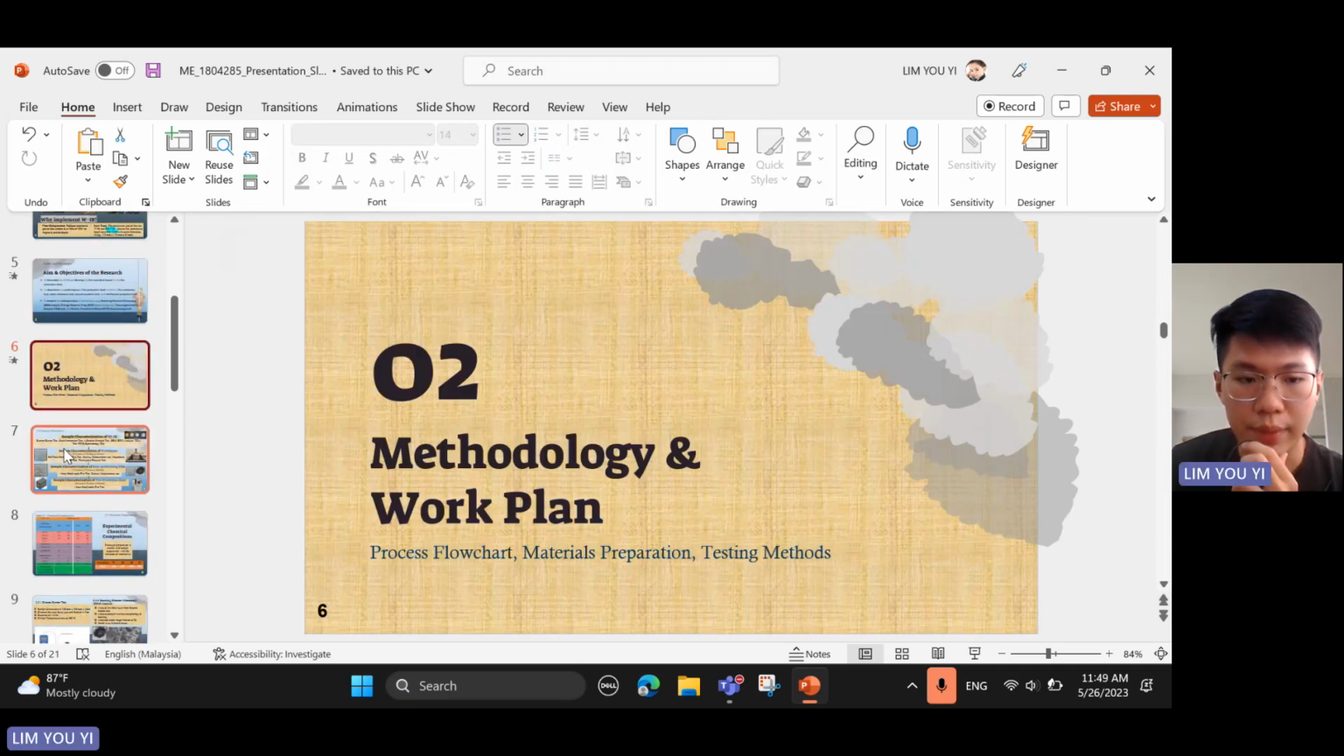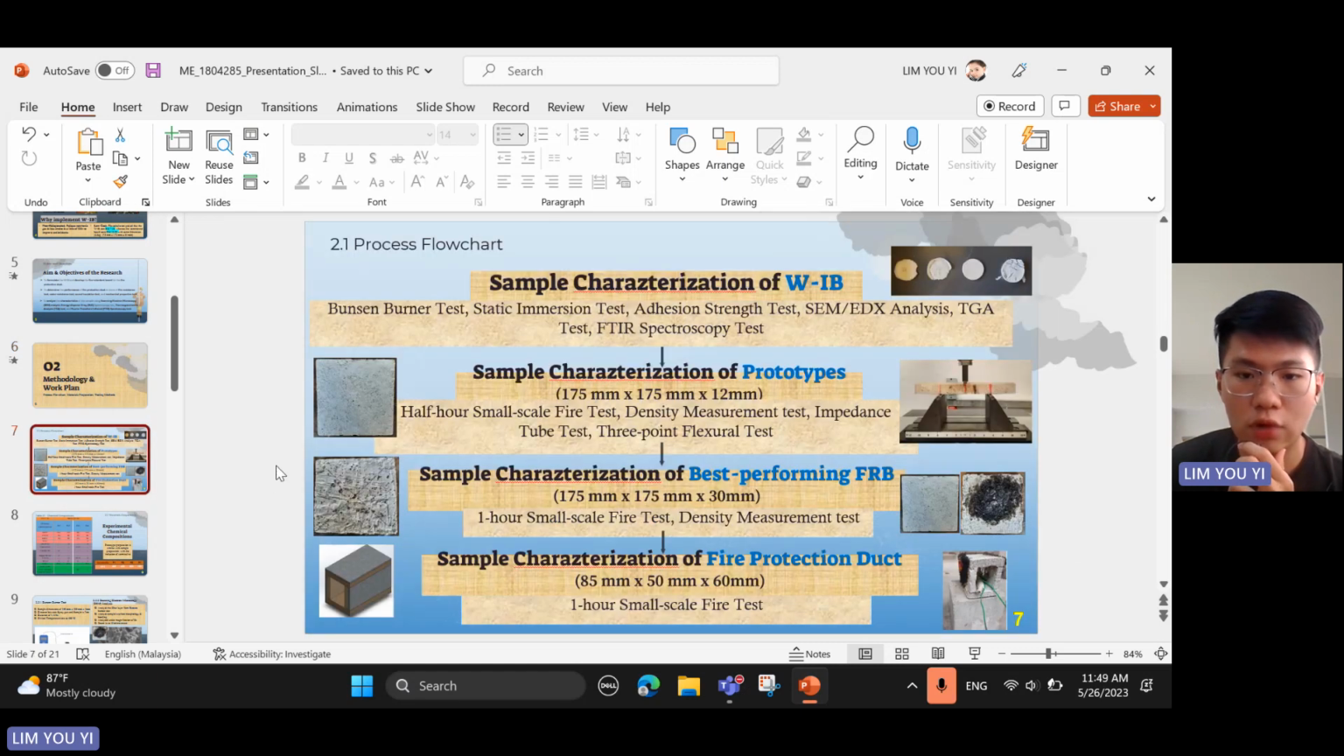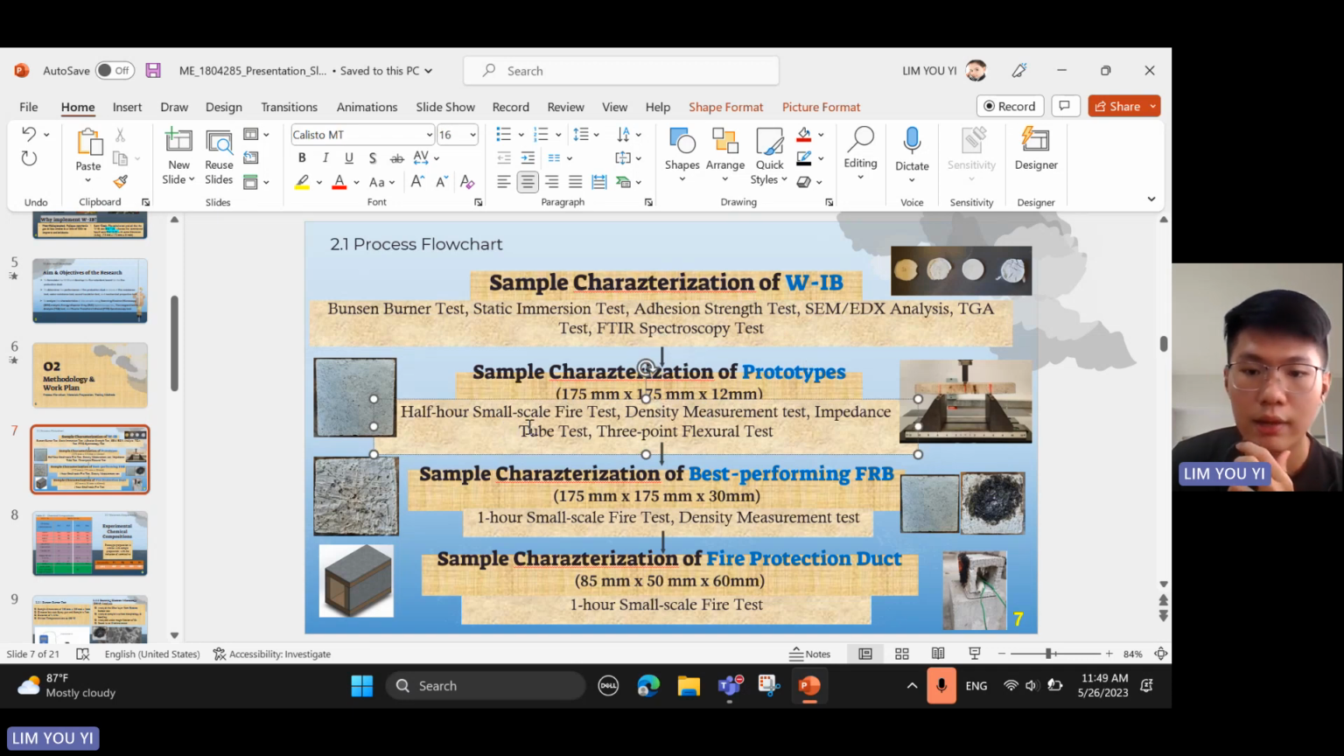Now I will discuss the methodology and the work plan of this research. First of all, we have to characterize the WIB samples by conducting the Bunsen burner test, static immersion test, adhesion strength test, SEM and EDS analysis, TGA test, and FTIR spectroscopy test. After that, we will characterize the prototypes by carrying out the half-hour small-scale fire test, density measurement test, impedance tube test, and three-point pressure test.